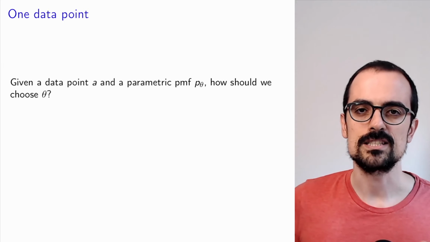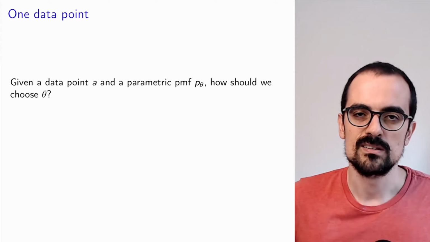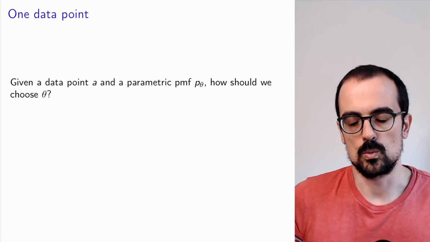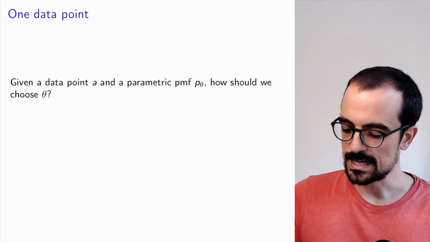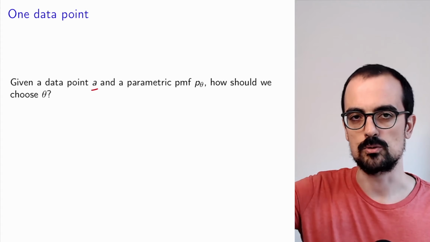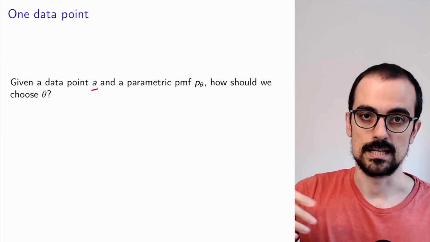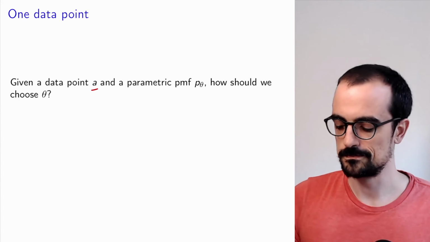Let's start by imagining that we only have one data point. Obviously, this will never happen. We're not going to fit a model just with a single data point, but it's very instructive to think what we could do. So imagine that the value of your data point is A. For example, we see that Durant has made 10 free throws in a row. The length of the streak is 10. That's a single data point that we want to fit with our model.